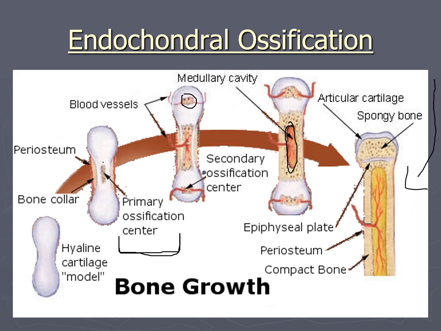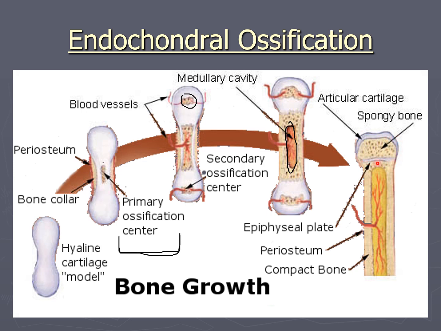And in this case, we're going to have compact bone around the outside here, and a little layer of compact bone around here, and then we'll have our spongy bone there at the epiphyses with our medullary cavity that's hollowed out right here. And what we're going to be left with is some articular cartilage there at the ends.